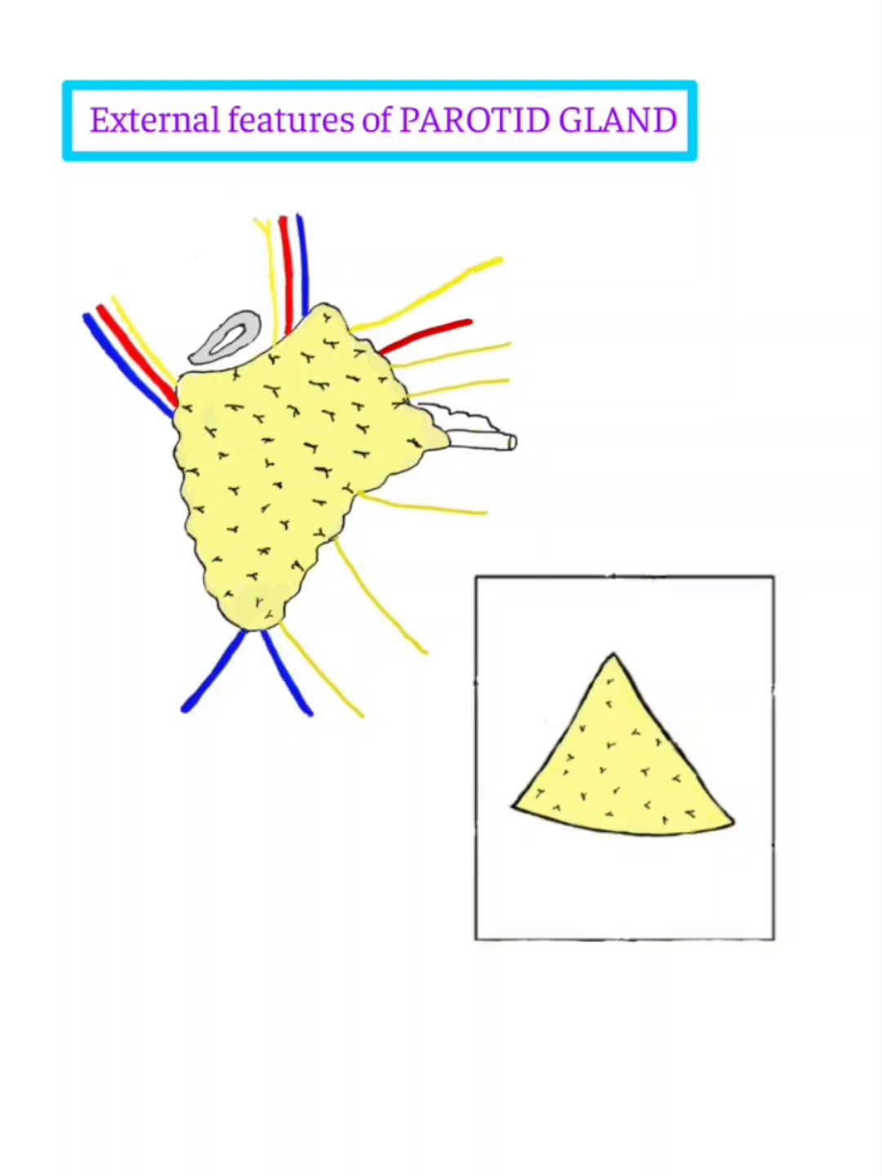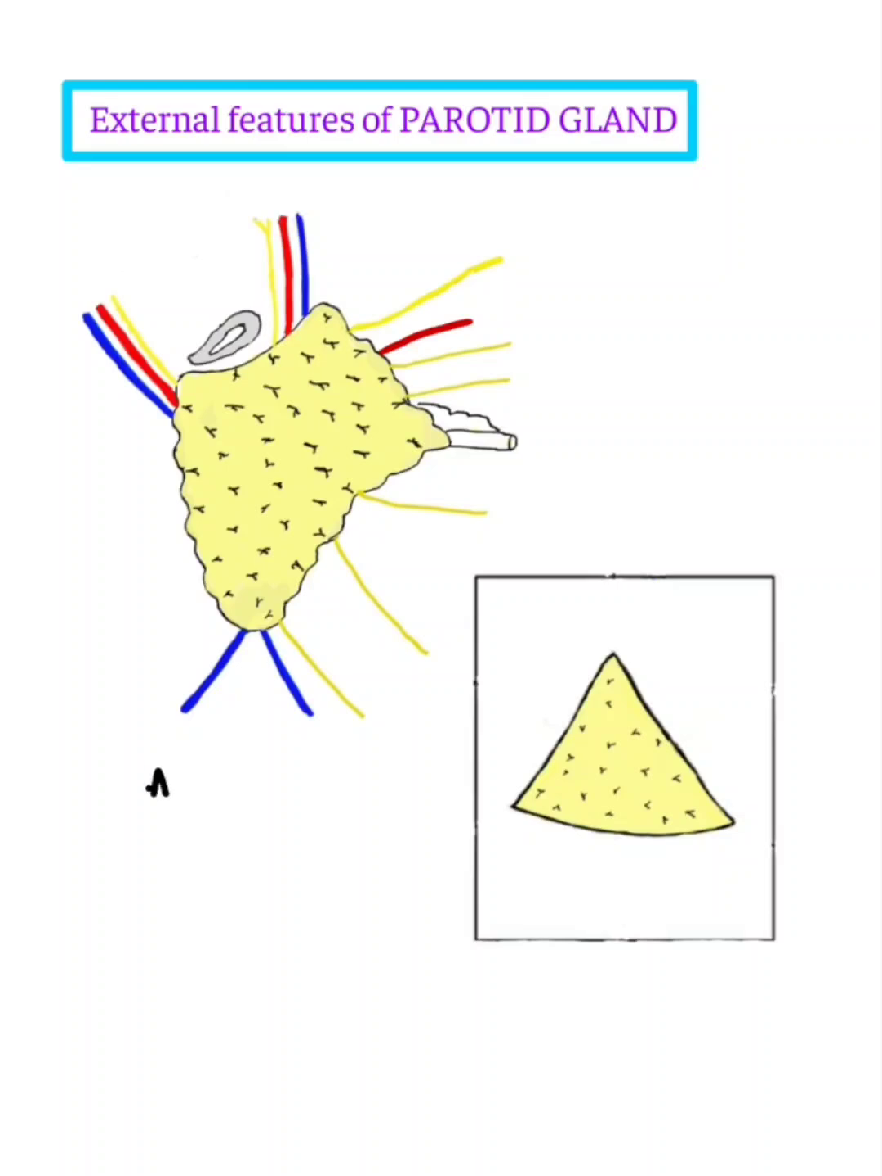In this video, we are going to learn about external features of parotid gland. The parotid gland is the largest salivary gland. It is a serous salivary gland. The parotid gland resembles an inverted pyramid. It presents the following features.